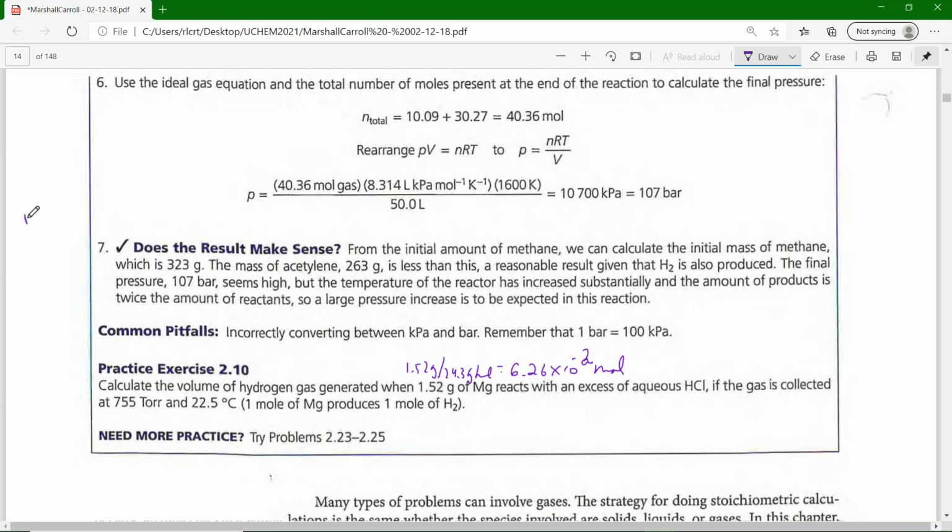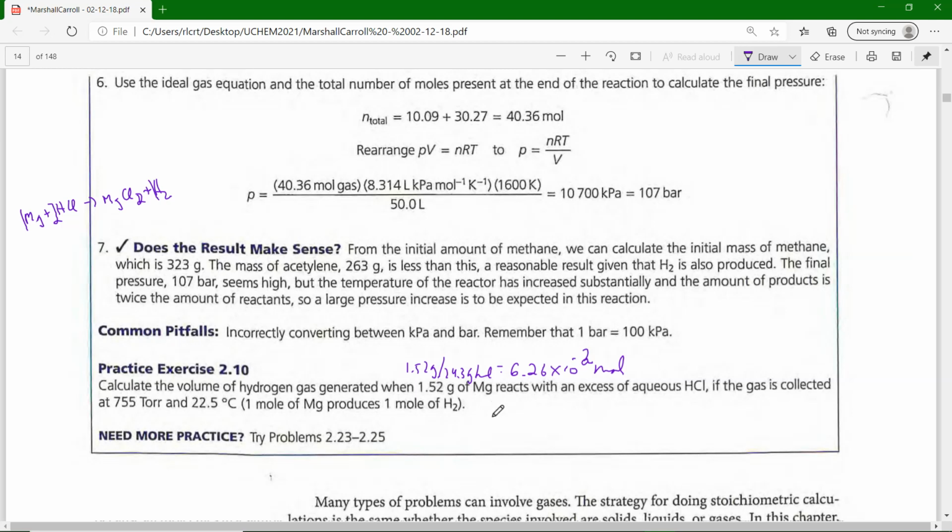Is that true? Magnesium plus HCl goes to MgCl2 plus H2. I can put a 2 in front of there. And yeah, it's a 1-to-1 ratio. Good. So I know then that the moles of hydrogen produced is the same as the moles of magnesium consumed. So 6.26 by 10 to the minus 2.